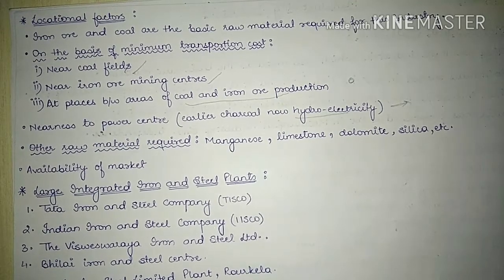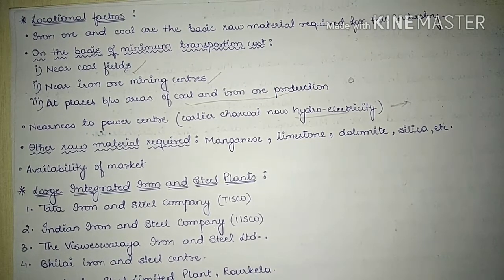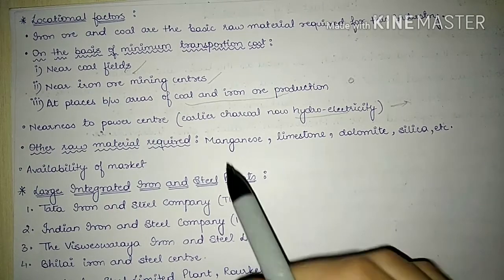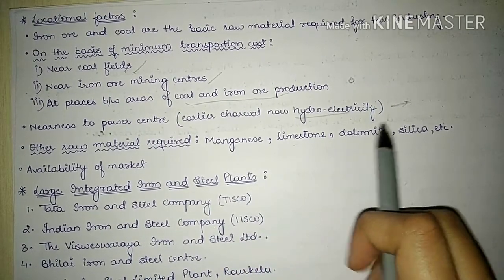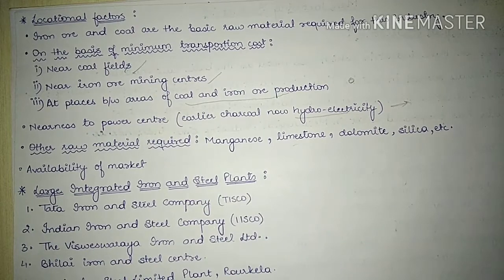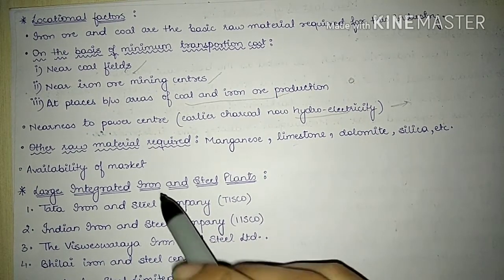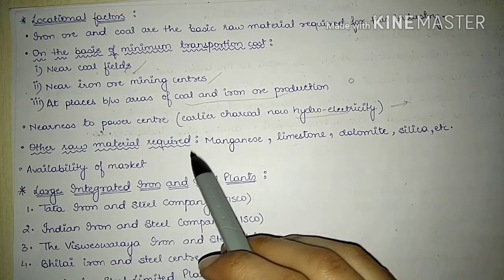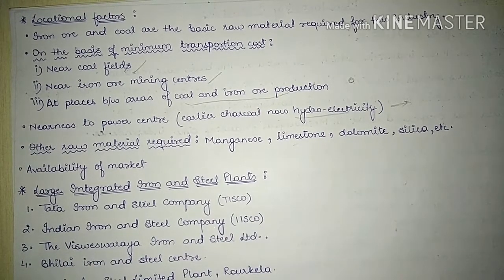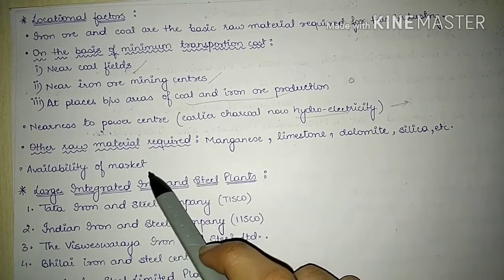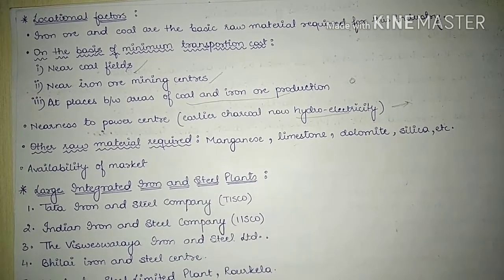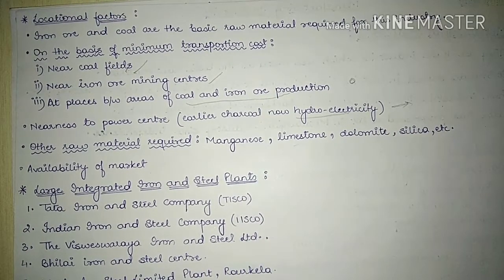Then we have some raw materials which are required in smaller quantities, so they don't really affect the localization of industries. These are manganese, limestone, dolomite, silica, and others like chromite, etc. These are the other raw materials, but they don't exactly affect the location of any industry. The important locator is the market. It is the important factor as it influences the localization of the iron and steel industry.